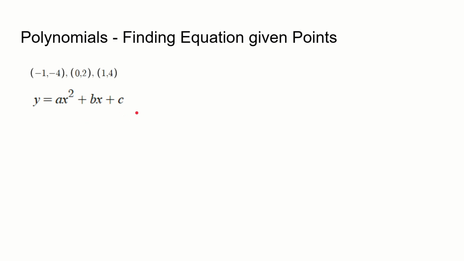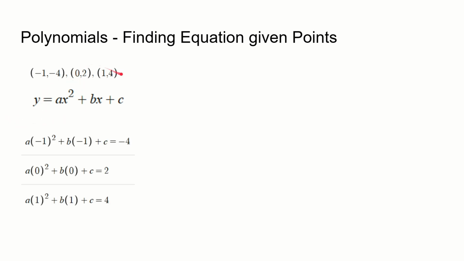So when we want to find the actual equation, given y equals x squared plus bx plus c, we'll simply substitute these points into this equation. So for example, we could substitute -1 in for x and -4 into y. And we can do that for all of these points, like so.